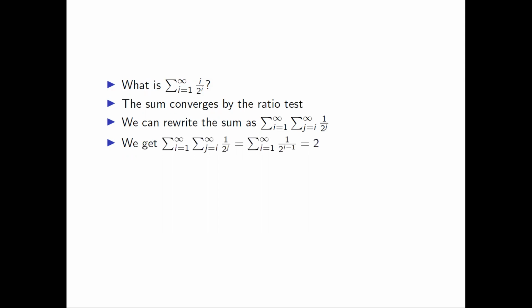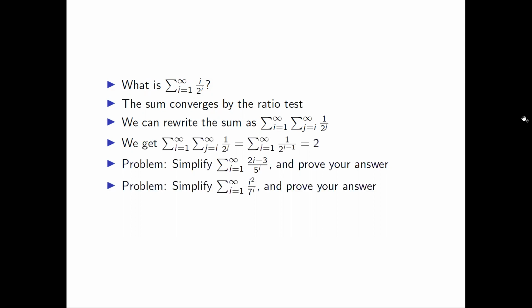And we can use similar methods for other sums where we have a polynomial in i over some power of i as the term that we're summing over. So for example, here's a problem you can think about. Simplify this sum from i equals 1 to infinity of 2i minus 3 divided by 5 to the i, and prove that your answer is correct. And here's a slightly more interesting one you can think about. And again, a similar method works for this one. Simplify the sum from i equals 1 to infinity of i squared over 7 to the i. And again, prove that your answer is correct.